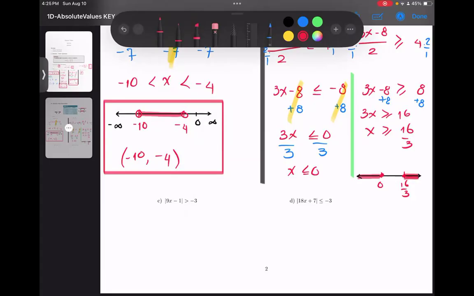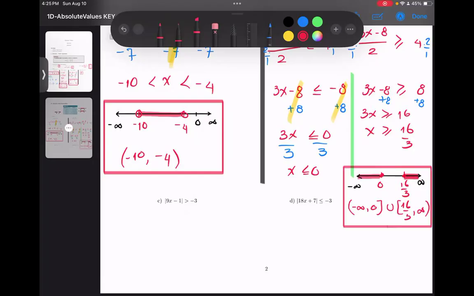So interval notation, you're going to write like this: negative infinity, because this is negative infinity, positive infinity. Up to 0, union, that big U means union, 16, oh, you know what, bracket, very easy to forget, 16 over 3, and then infinity. It's a slightly more complicated solution for the greater part.